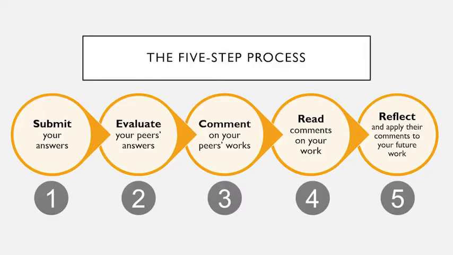Let's start with the 5-step process that we will always use whenever there is an activity that requires peer review. The steps are submit, evaluate, comment, read, and reflect. First, submit your answers. Second, evaluate your peers' answers. Third, comment on your peers' works. Fourth, read the comments on your work. And finally, reflect and apply their comments to your future work. This process ensures that we are fully taking advantage of the system to continually improve our skills and ourselves.